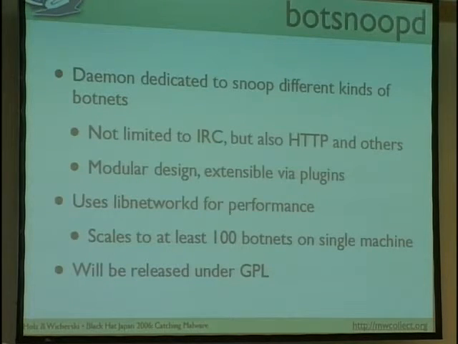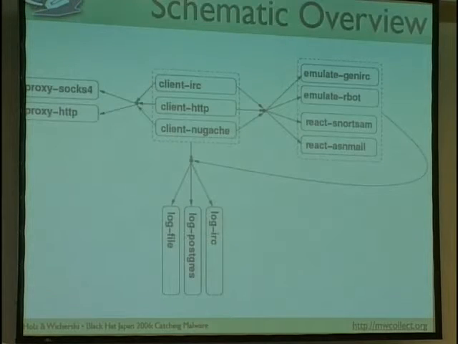So we have at least 100 botnets on a single machine, but that single machine isn't one of our spare hardware. It's an 800 megahertz Duron with 256 megabytes of RAM. So with a good server, you can track more, but we haven't tried this. And it will be released under GPL when we're really confident with it. At the moment it's stable, but not as stable as it could be, probably. So it's still in the works.